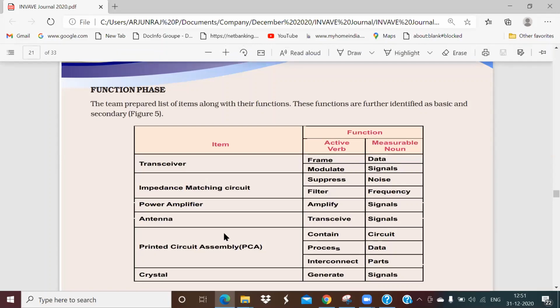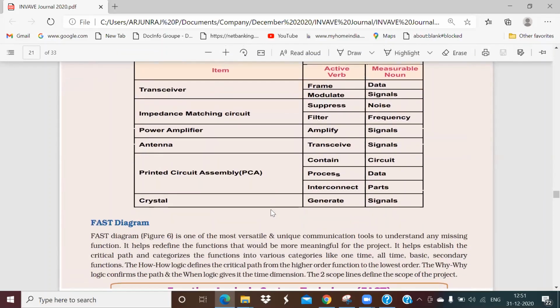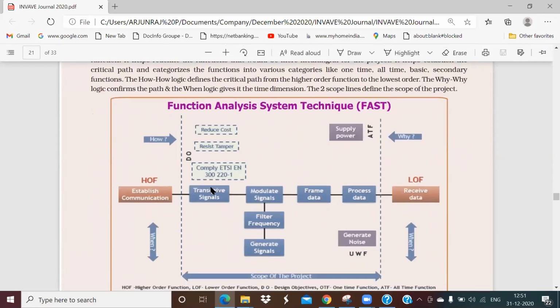Even this FAST diagram or function is applicable to electrical and electronics also. The basic function is, once you get the signal, then only you get the reading. The basic function is to transmit signal. How to transmit signal? By modulating the signal. How to modulate signal? By filtering the frequency. When you're modulating signal, you're also filtering the frequency.